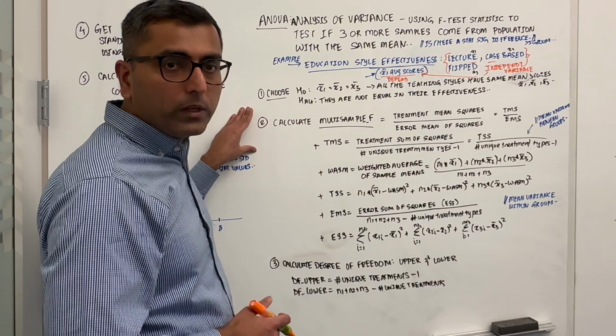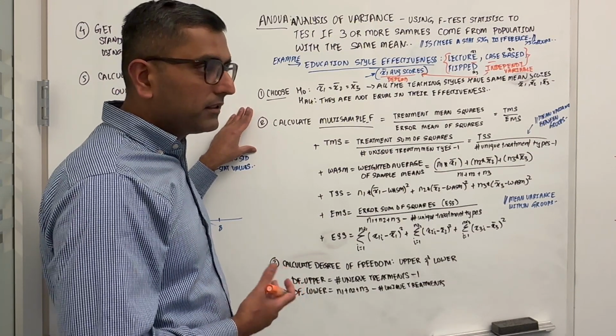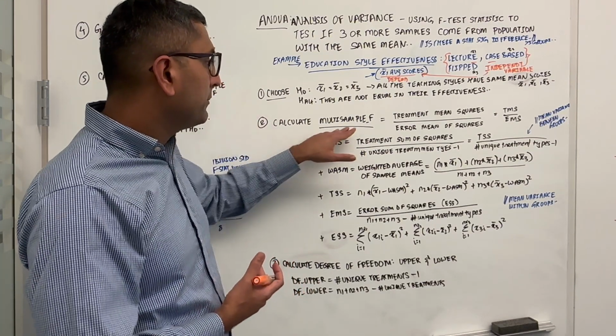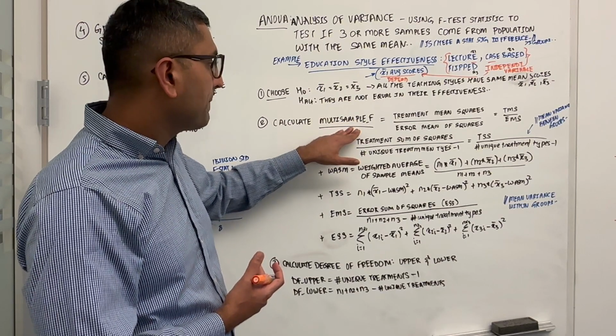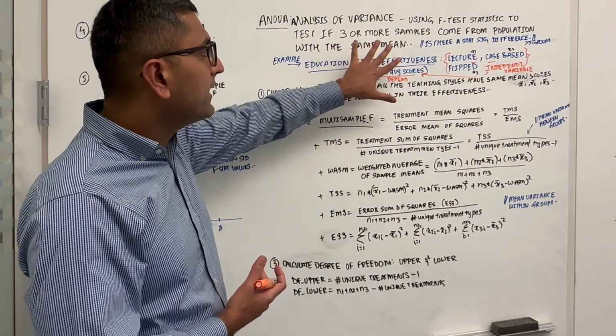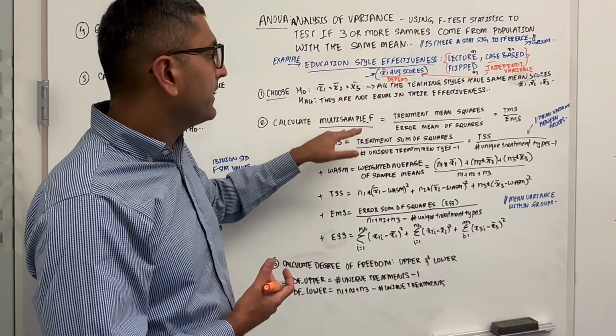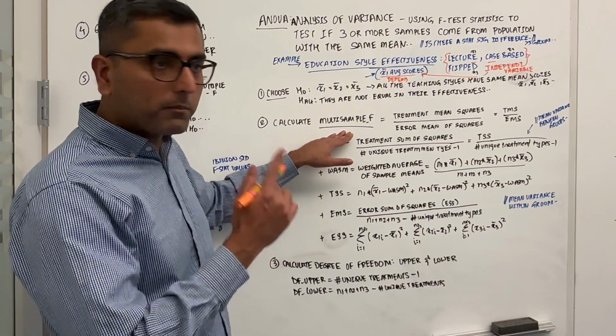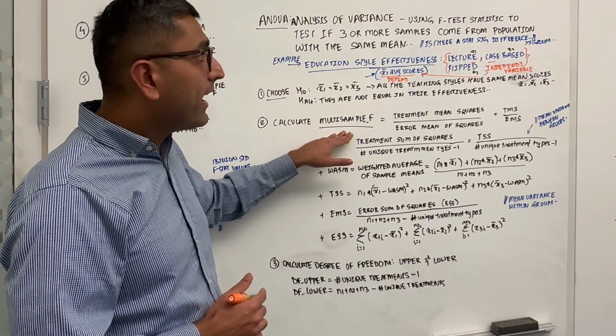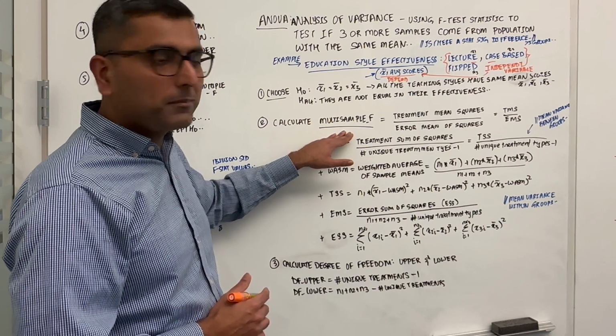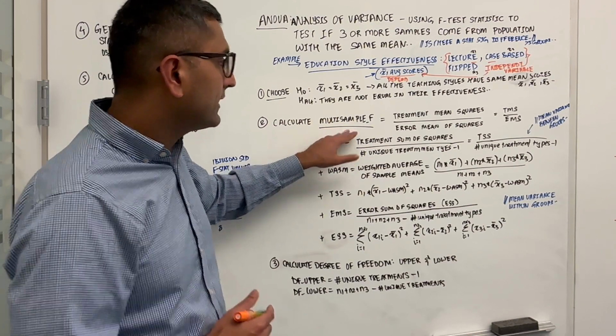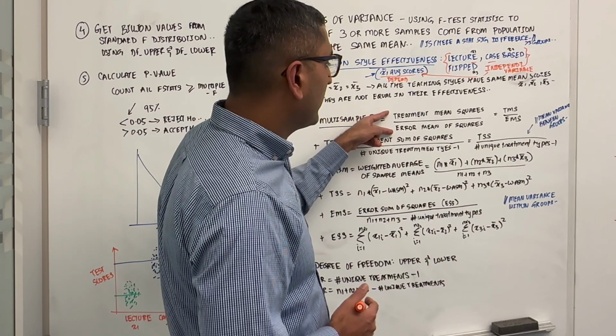Second step, we calculate the multiple sample F statistic. For all of these three groups, we calculate one number that will tell us how rare, or how similar or dissimilar, these groups are. The way it does it, it looks at two different aspects.